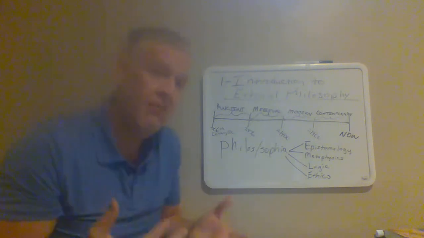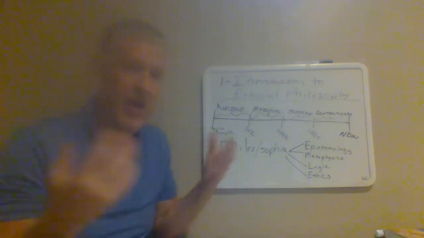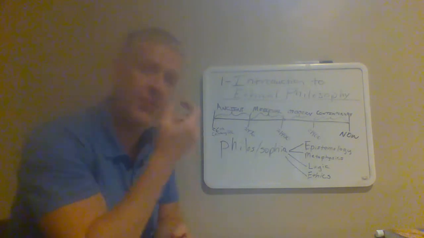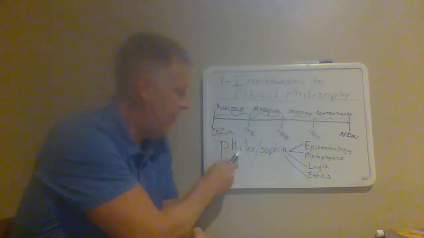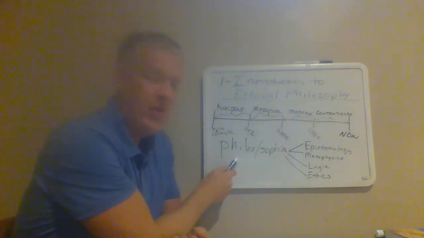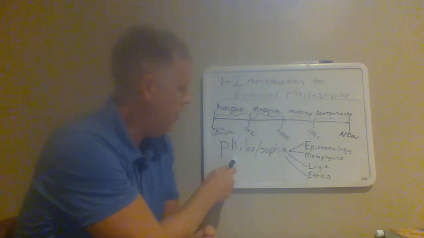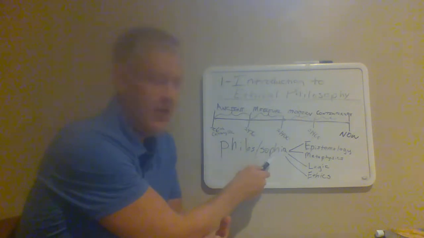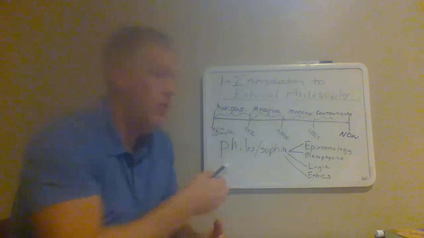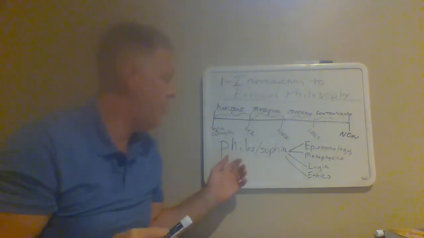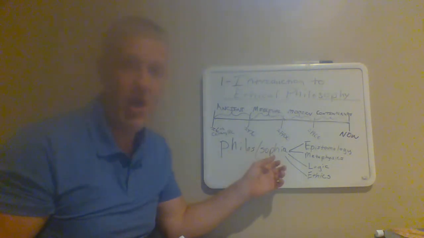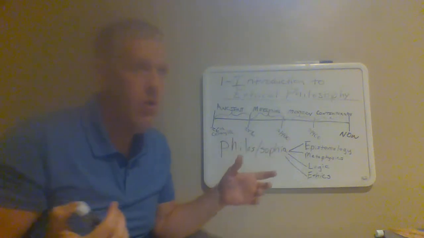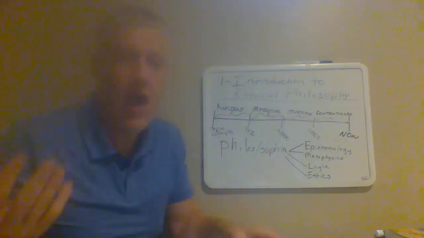What it literally means is, it has a Greek origin. It comes from two Greek root words, philos and sophia. Philos is typically translated as friend or lover, and sophia as wisdom or knowledge. So that sounds pretty good, right? Friends or lovers of wisdom or knowledge. So if you're a philosopher, you love knowledge.